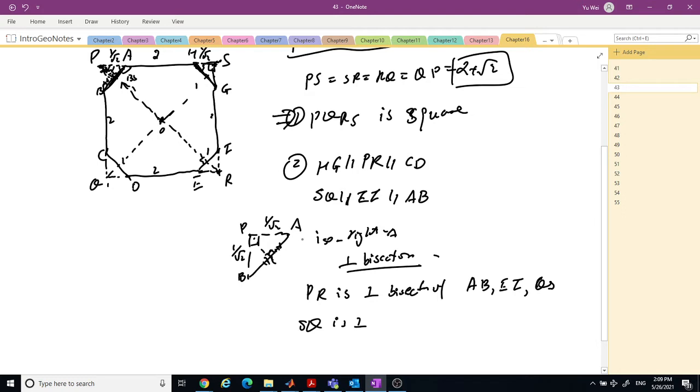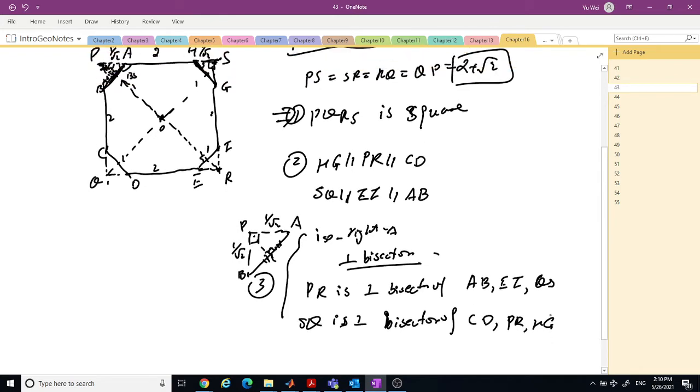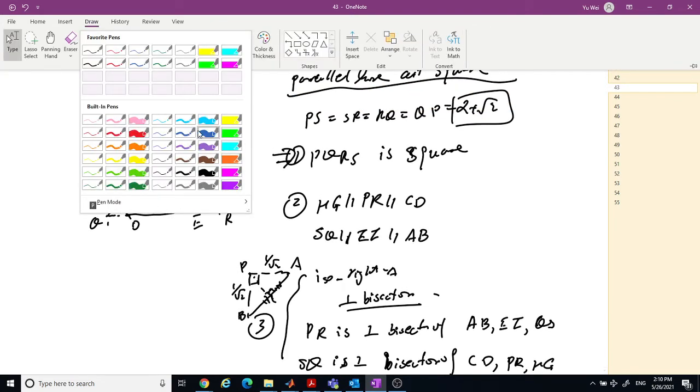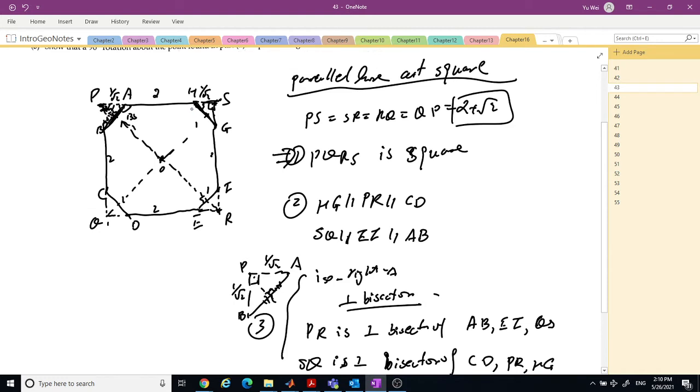Now this is 2. Now this is 3, the perpendicular bisector of CD and PR and HG. Okay, so now you see this perpendicular bisector. What are the properties of the perpendicular bisector? The property of the perpendicular bisector definitely means OH equals OG, and definitely means OA equals OB, right?